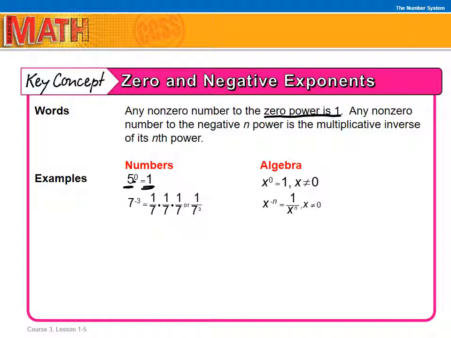Now we have a negative exponent, 7 to the negative third power. As you can see here, it's split up into 3 fractions, 1 over 7, 1 over 7, 1 over 7, or 1 over 7 to the third power. So you're basically taking a negative exponent and making it into a fraction. Your base becomes your denominator, and the negative exponent becomes positive, and it goes under your fraction sign. So in this case, 7 to the negative third power is 1 over 7 to the third power.